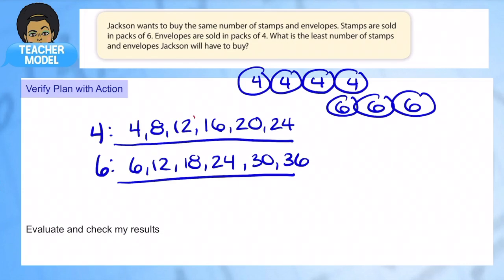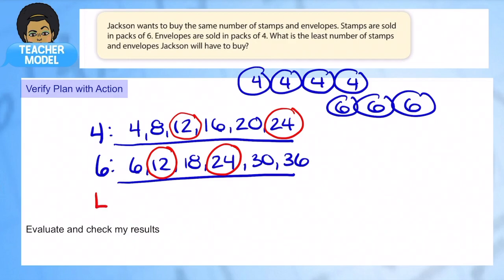So for example, I see they both have a 12 and they both have a 24. And I'm pretty sure, as a matter of fact, I am certain if we kept on going, we would find more numbers they have in common. But that's not our goal. We don't want just any number. We want the least amount because we don't want to keep buying extra.